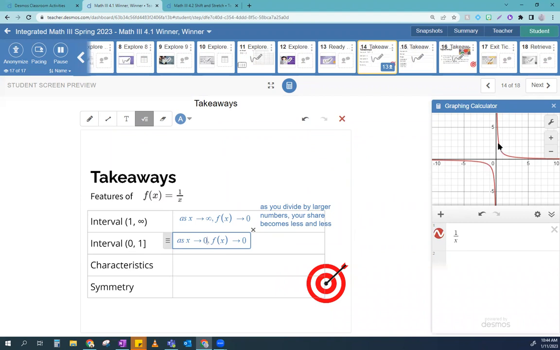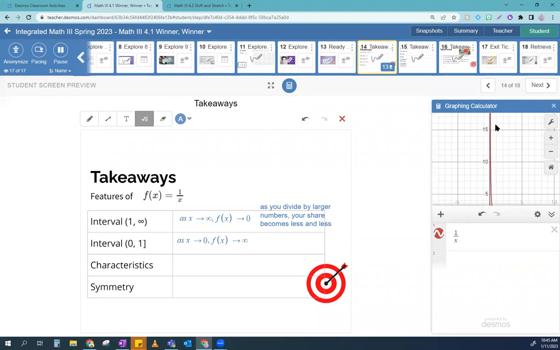As I go from right to left, where is my arrow going? Towards where? What number is that? Nope. As I go towards it, where does my number go? Yeah, infinity. So as x goes towards 0, as it approaches 0, my y is going up towards infinity. And I can grab this and drag it all the way and zoom out. It's still going towards infinity.